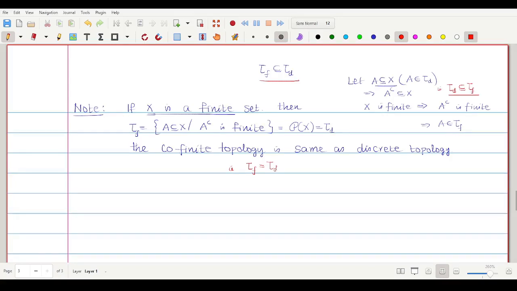The discrete topology and the co-finite topology are the same. So if X is a finite set, then the discrete topology is the same as the co-finite topology. Okay, now we'll go to another example.